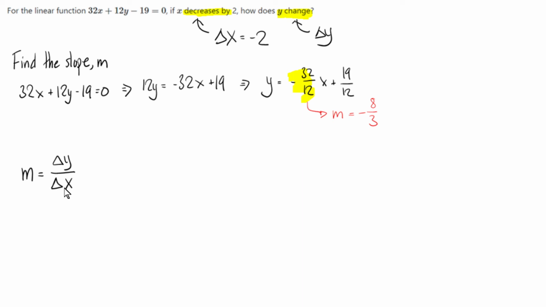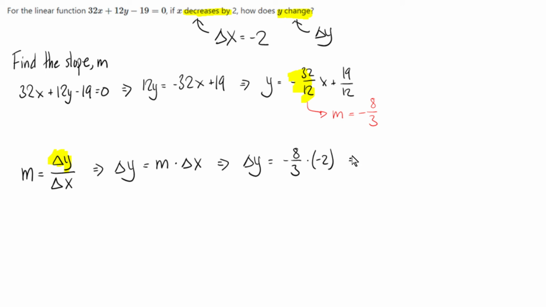Now we are looking for what the change in y will be. So we're going to rewrite this as the change in y equals the slope times the change in x. We have the slope is negative 8 over 3. We know what the change in x is. It's negative 2. So it's just a matter of plugging it in now. The change in y equals negative 8 over 3 times the change in x, so negative 2.